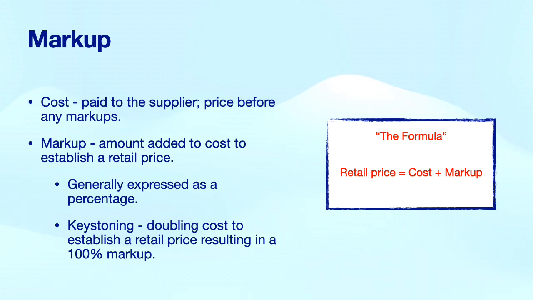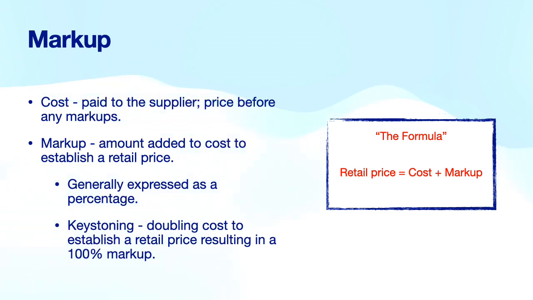So there are two components to a retail price: cost and markup. Cost is what is paid to the supplier. It's basically the price before any markups. It can also be referred to as wholesale cost or wholesale price.